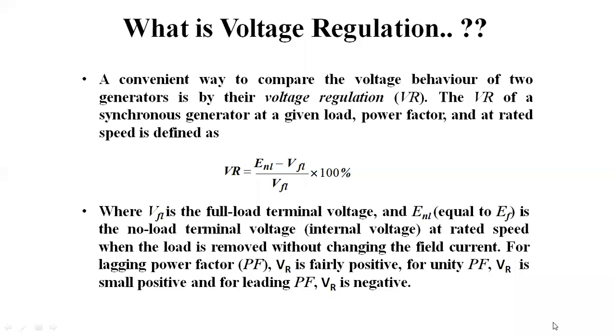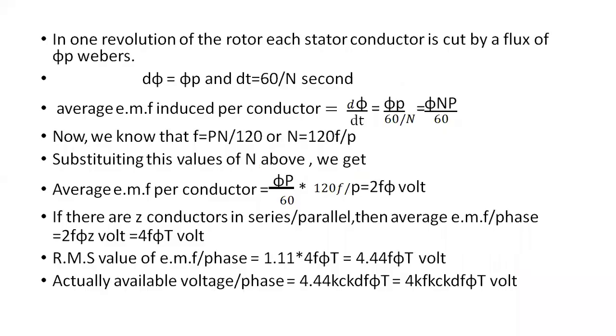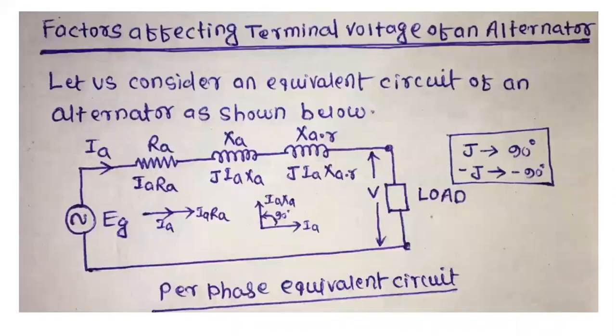Hello everyone. We have already completed the factors which will affect the terminal voltage of an alternator. There are mainly three things. First one is the armature resistance, second one is the armature reactance, and third one is the armature reaction.